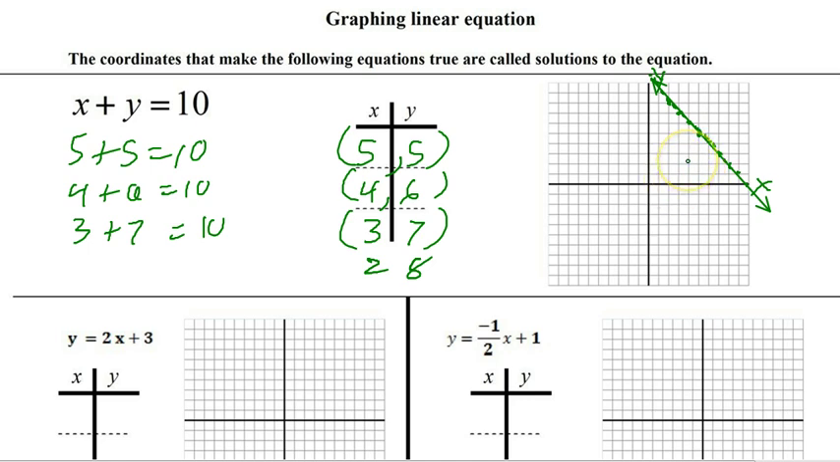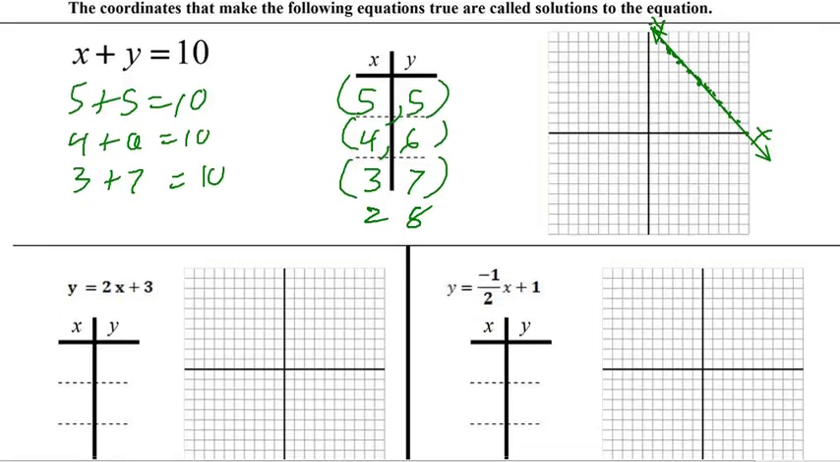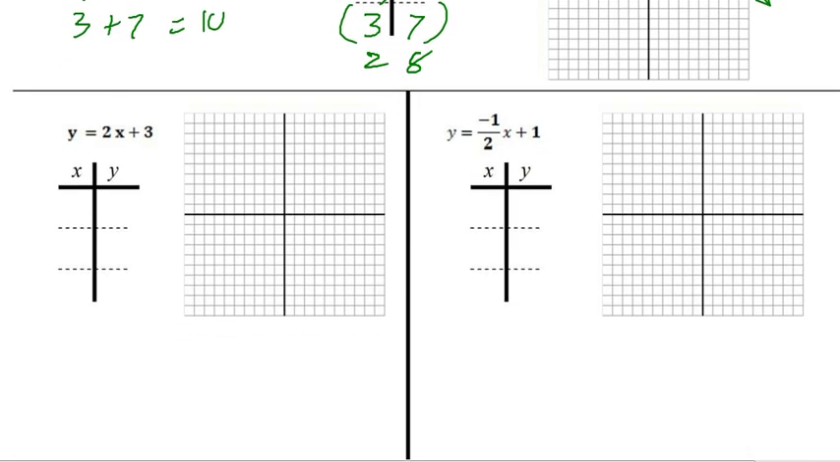This is all we're doing with graphing. We're finding all the solutions to that little equation. And we're putting them on a grid. These are all the possible answers to that equation. All right, that's it. So you just find 3 answers, plot them on a graph, draw a line through them, and the rest of the answers will show up from that.